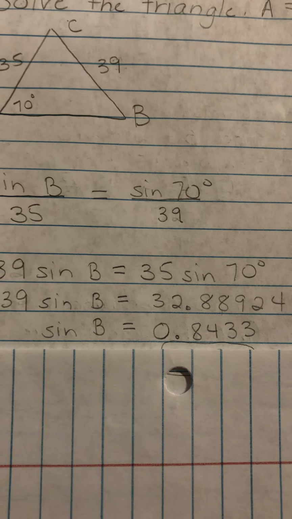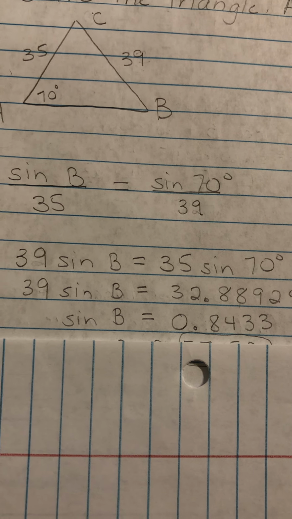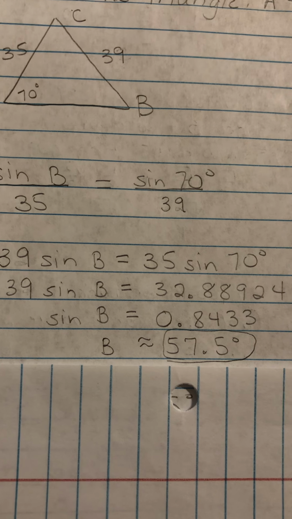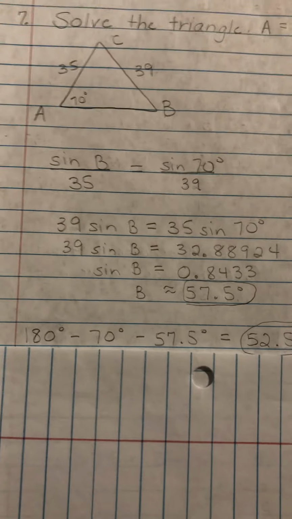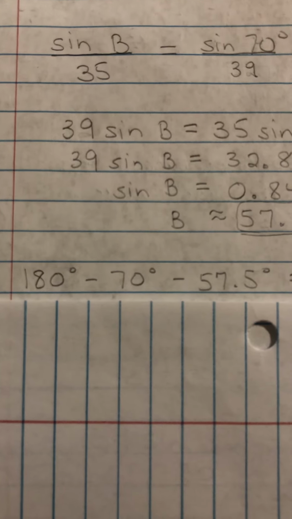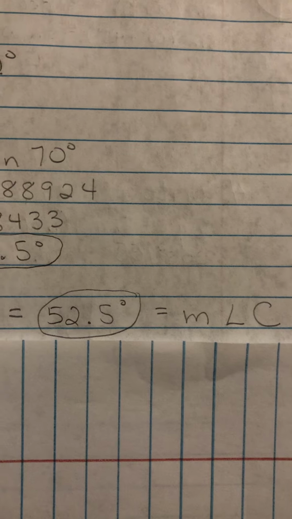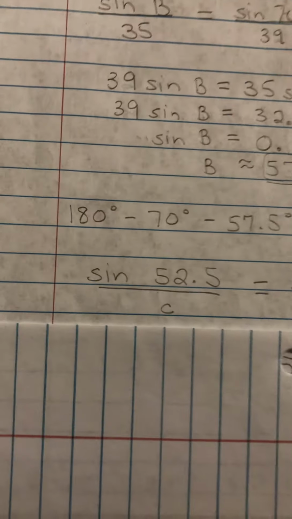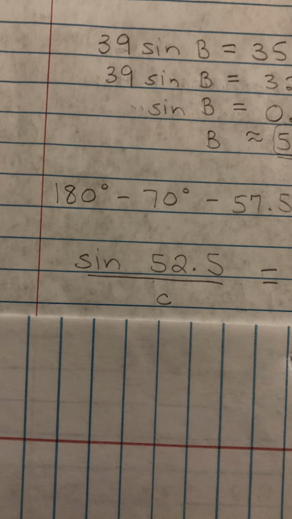Once you get to this step, you're going to do inverse sine, which is second sine on your calculator. And if you're in mode degrees, it will give you approximately 57.5 degrees. To find angle C, we know that there are 180 degrees in any triangle, so just subtract A and B, and that will give you the measure of angle C. There's only one more thing left to find, and that is side C. So we can use the law of sines again.